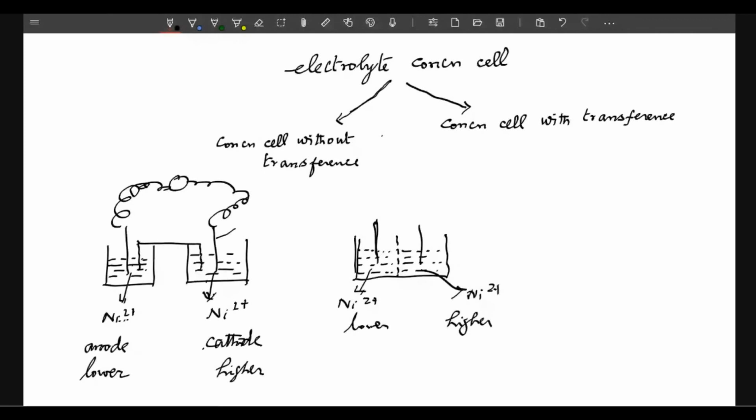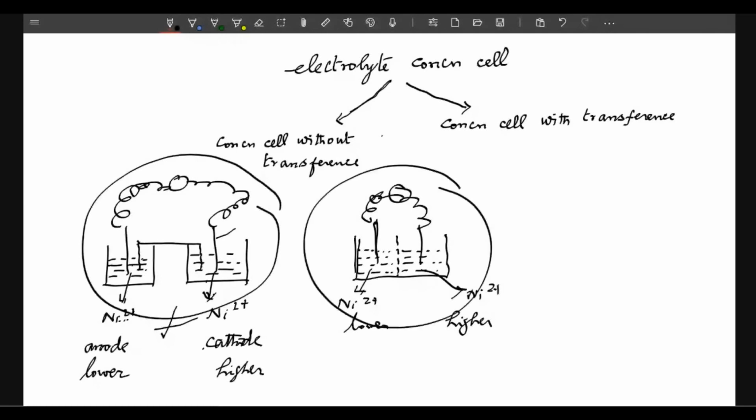What happened here? You joined here also, it is a concentration cell. But what's the difference between this concentration cell and this concentration cell? Here ions are moving from anode to cathode. Here also ions are moving from anode to cathode, and vice versa, that is anions from cathode to anode. But in the first, the actual ions are not moving; the cations and anions present in the salt bridge are moving.